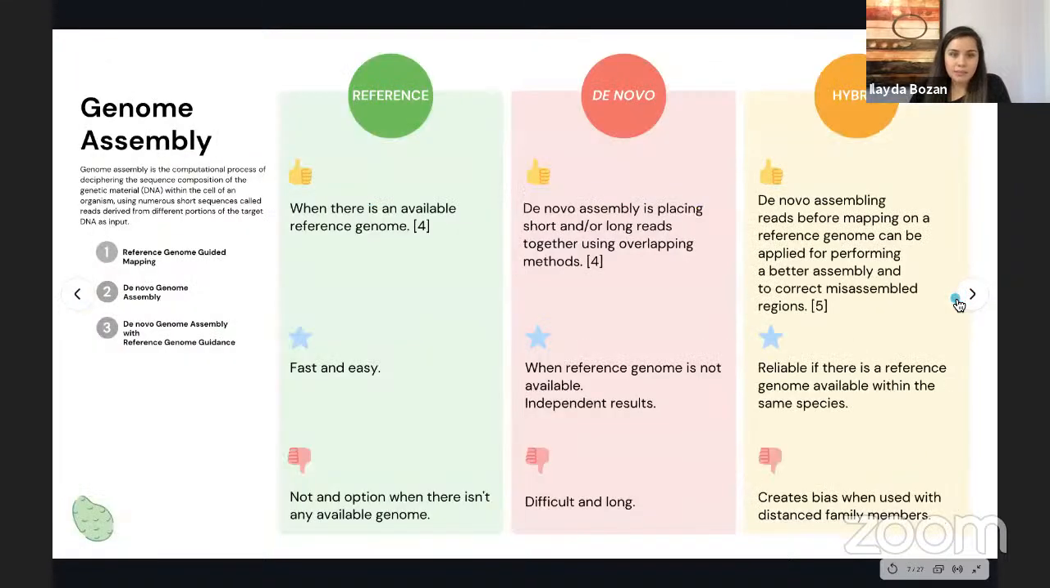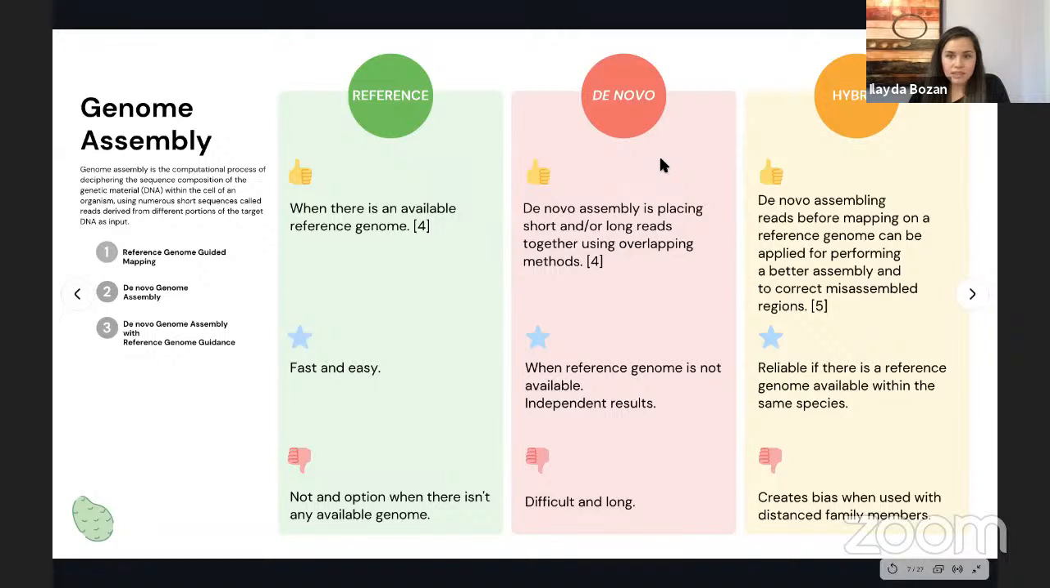A genome assembly can be done in three ways. The first is reference genome guided assembly. The good thing is it is easy, but the problem is that there aren't many options when it comes to a reference genome. Your species might not have a reference genome available, and it will bias the assembly towards the reference genome that is used.